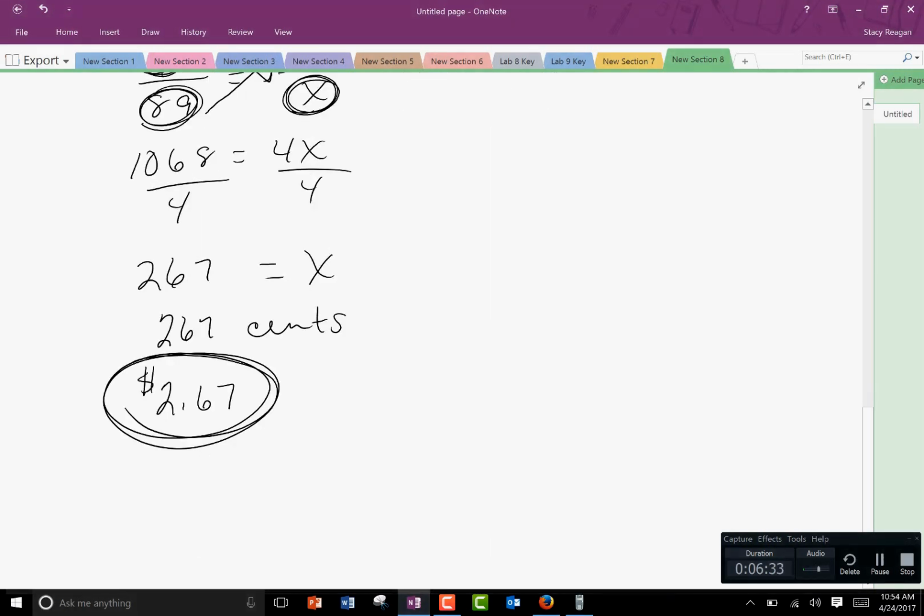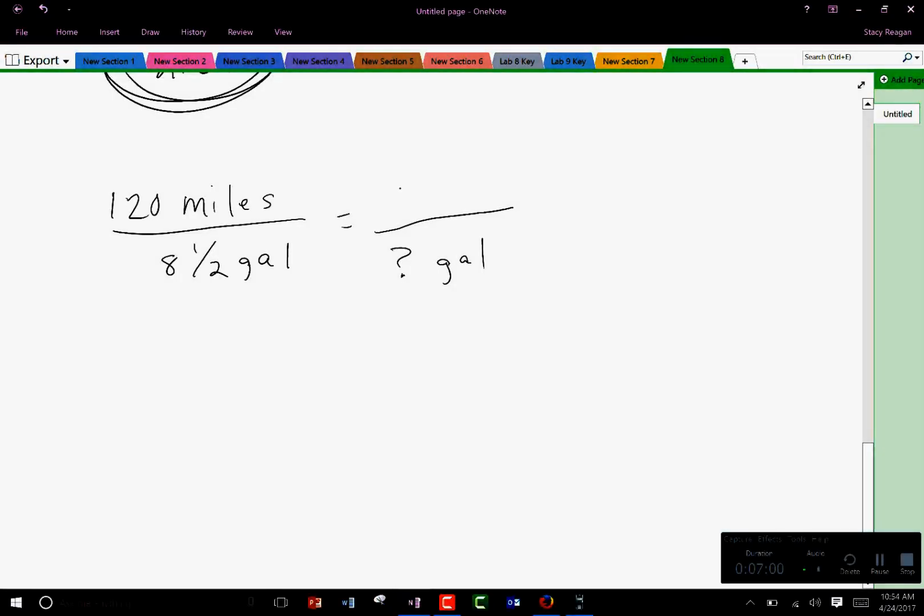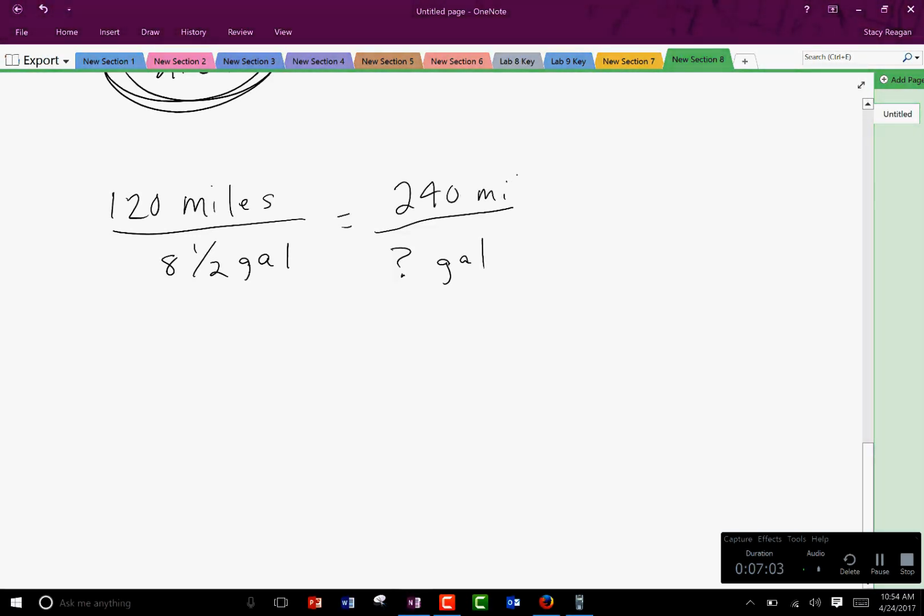So if I'm looking at example 4, and again, this is page 182 in your book, it says, if a 120-mile trip took 8.5 gallons of gas, so I've got 120 miles on the top and 8.5 gallons of gas on the bottom. It says how much gas, so on mine I have the gas on the bottom, that's the gallons, so I don't know how many gallons of gas will be needed for a 240-mile trip. So you notice I've kept everything consistent. I've got miles on the top, I've got gallons on the bottom, so I can write this just like I had before.